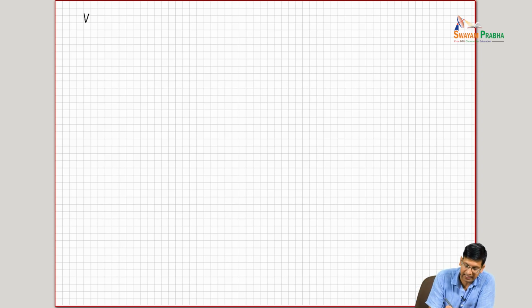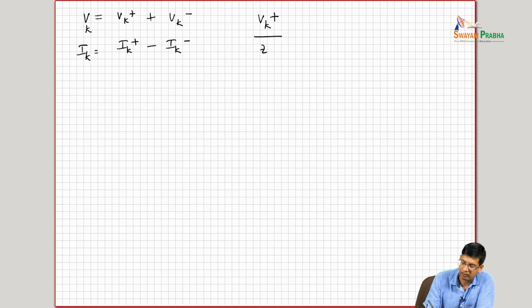And there is really no uniqueness to this, right? Because remember, we say that the voltage at any port k is Vk plus Vk minus, right? And the current at any port k is Ik plus minus Ik minus, right? And we have the relationship that Vk is this, right?